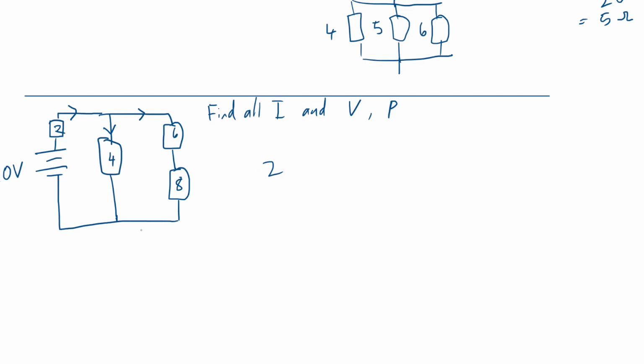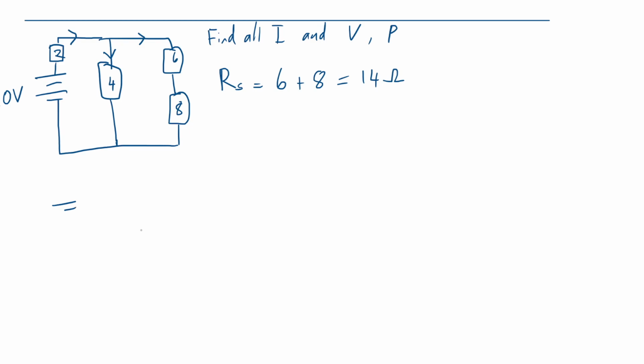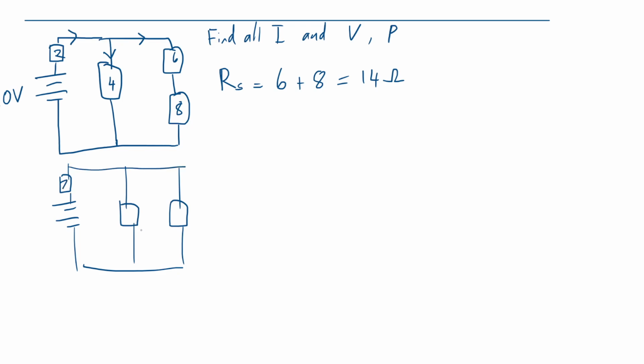Get rid of those. So R series. The resistors in series, so the 6 and the 8. 6 plus 8, 14 ohms. So if we were to just draw the circuit again, I encourage you to actually do this. Draw the circuit again. But of course connect your wires, unlike me. 2, 4, 14. Right, we've simplified the circuit.